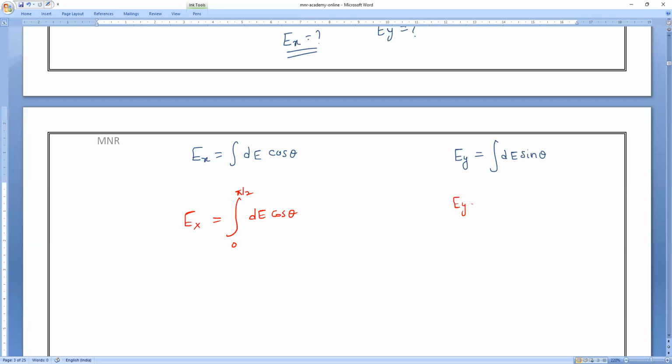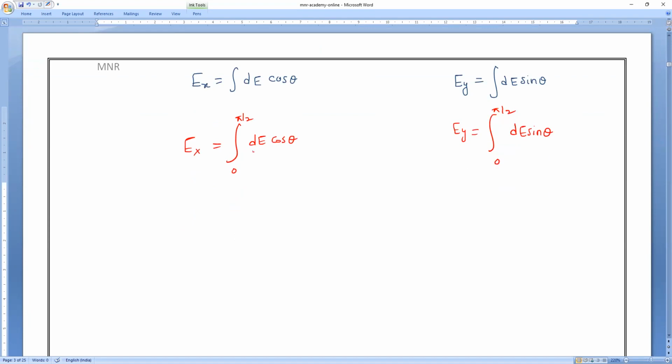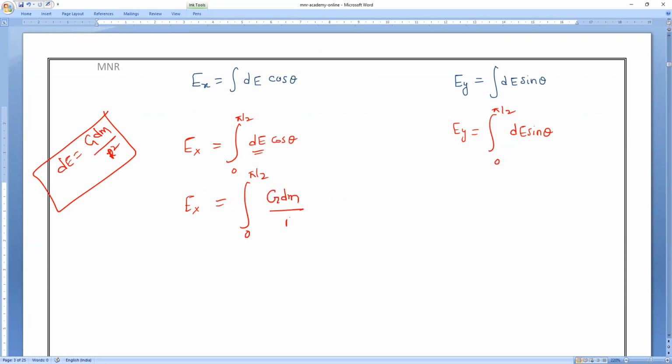And here Ey is the integration, with limits also 0 to pi by 2, of dE sin theta. Now the dE value, tell me everybody, replace it. We all know dE is equal to G into dm divided by R square. Right or wrong? So replace it. In the x-axis, the gravitational field is the integral from 0 to pi by 2 of G into dm divided by R square into cos theta.